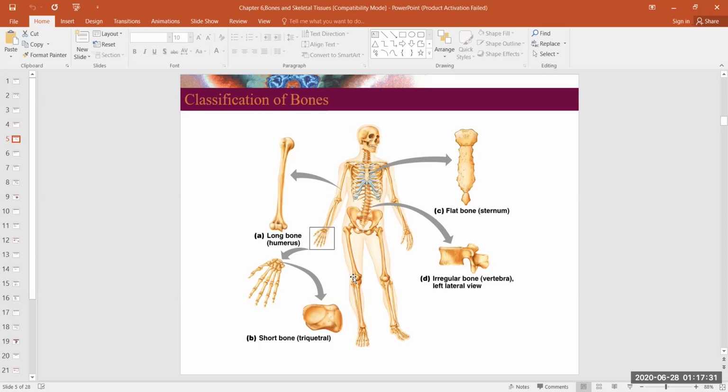Okay. Then see flat bones, like your ribs. Your ribs, your skull bones, they are flat bones. Your sternum, they are flat bones. Okay. And the vertebra does not fit anywhere, so that is considered an irregular bone. And you can see only the lateral view. If you see the anterior view, you don't see these processes.